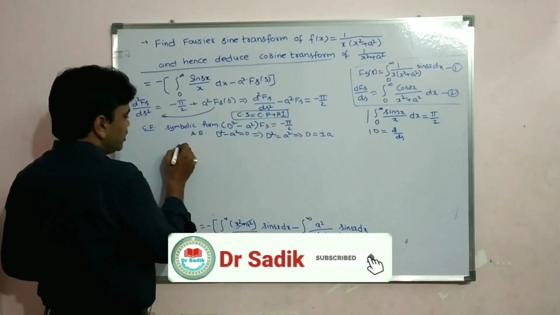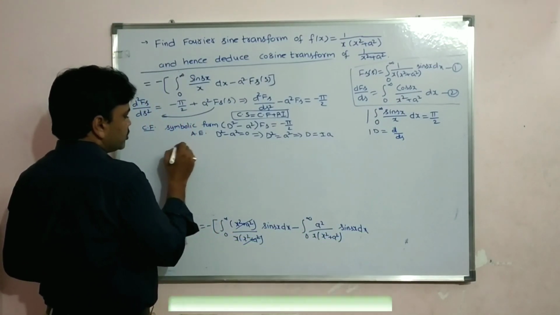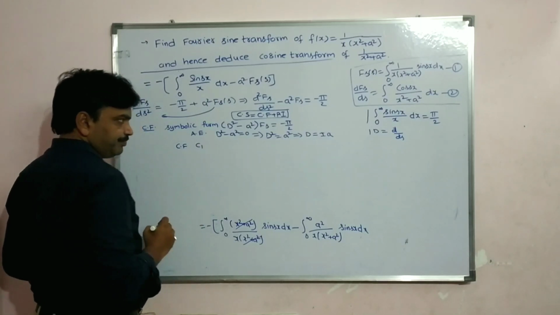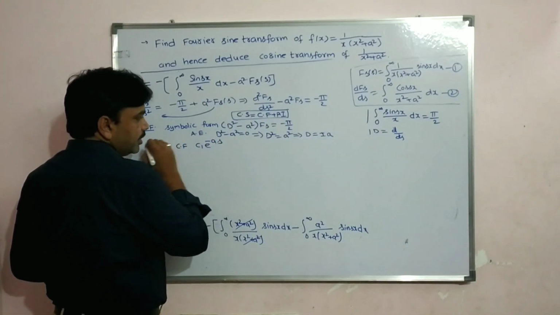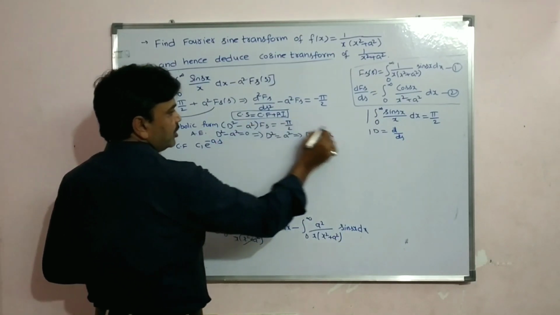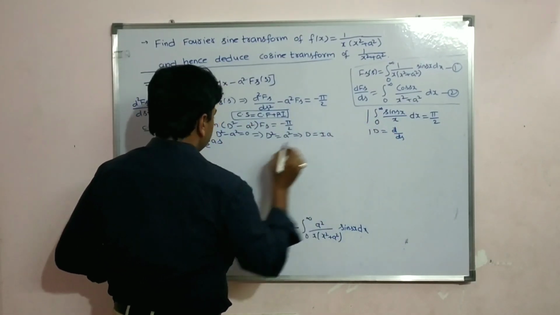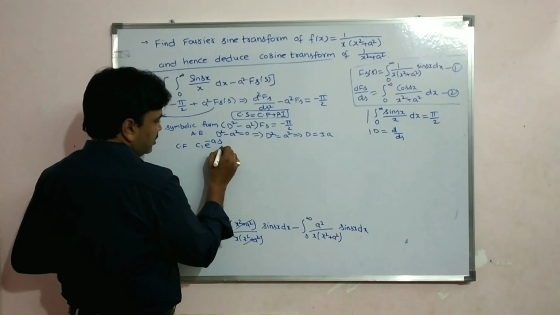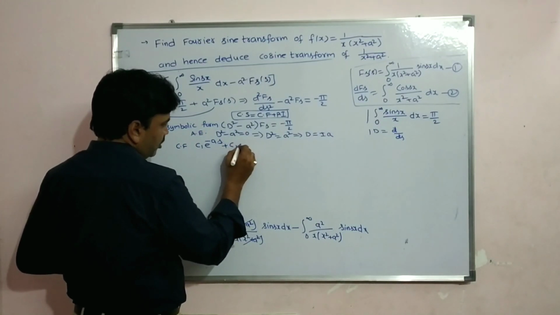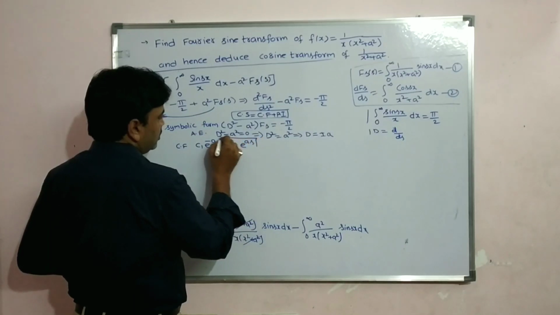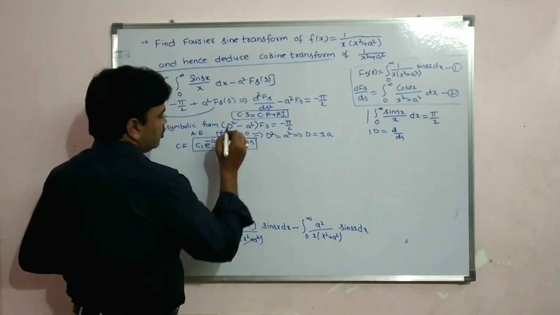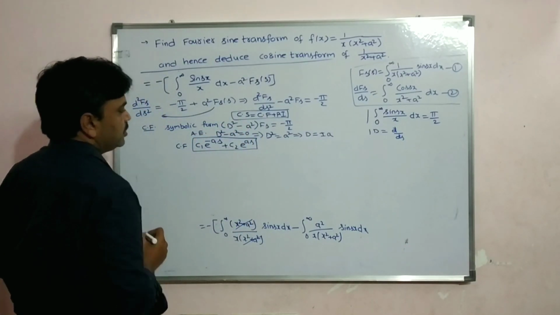Now what is the complementary function here, students? The complementary function is c1 e^(-as), because we have d by ds, plus c2 e^(as). This is the complementary function.